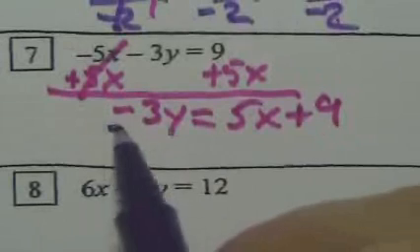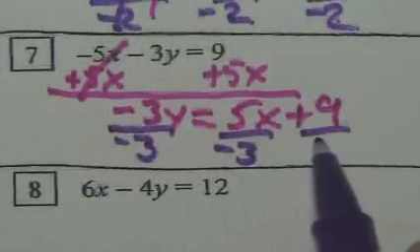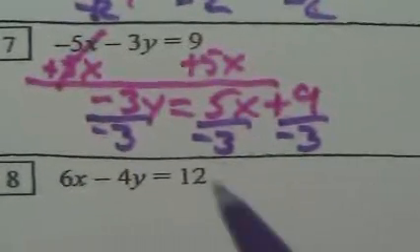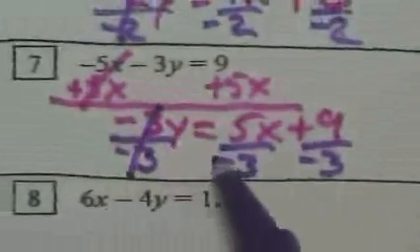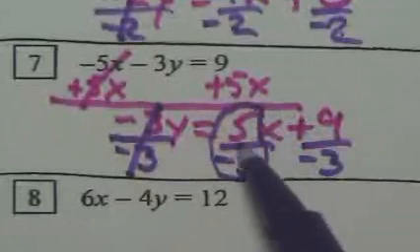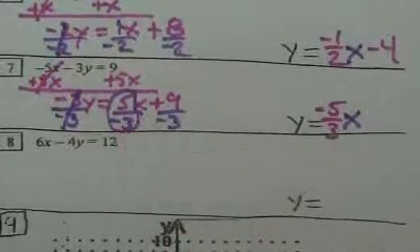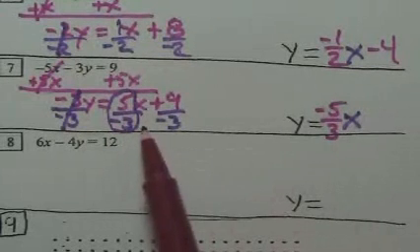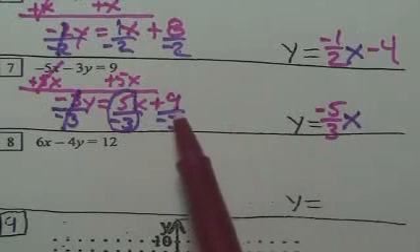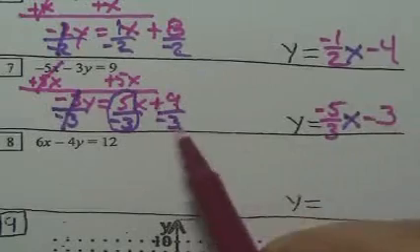To get rid of the -3, I'll divide by -3. But you have to do every term by that. And that's gone. So we have y equals, here's your slope right there, -5/3. Right? -5/3. So that's -5/3 x. Then that's going to be -3 right there. 9 divided by 3 is 3, and there's one negative.